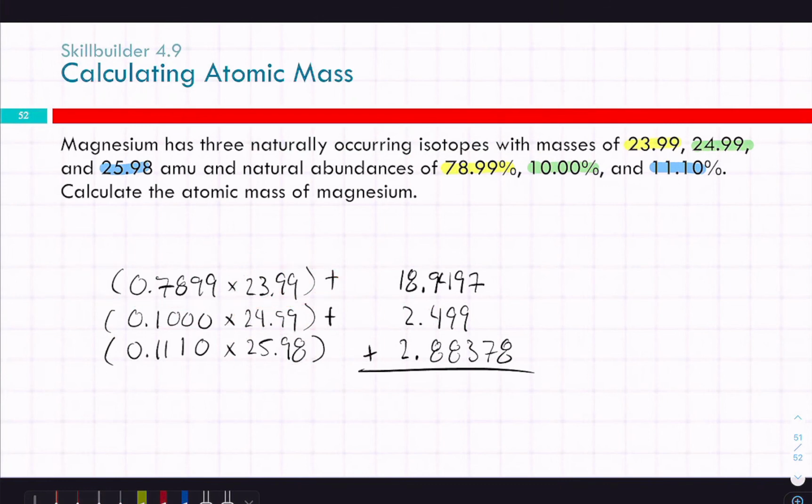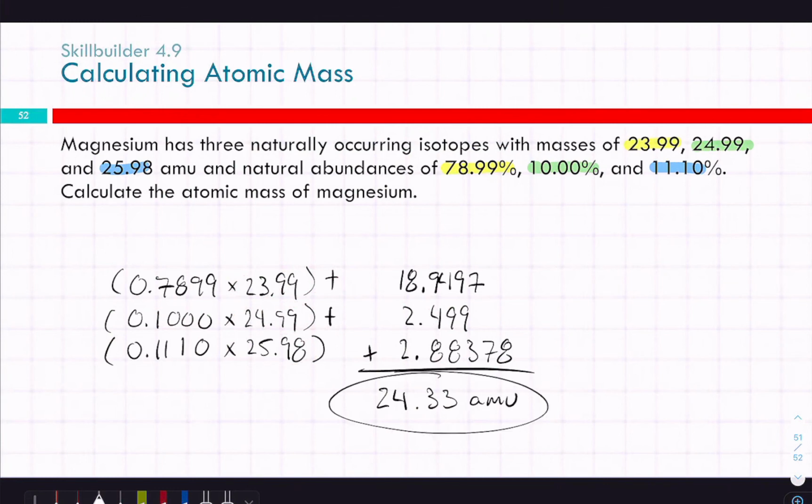And then adding those numbers together, plus 18.9497, will give us 24.33. We should have just two decimal places here. So 24.33 AMU is the atomic mass.